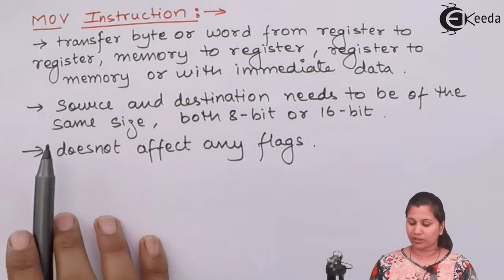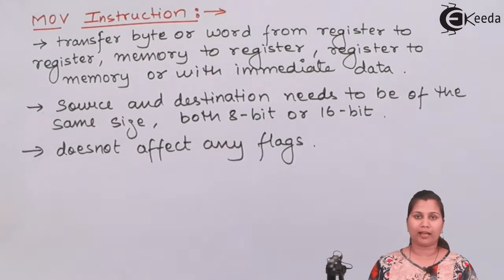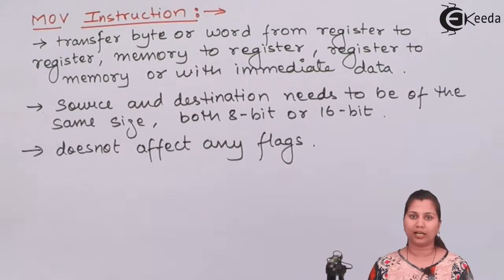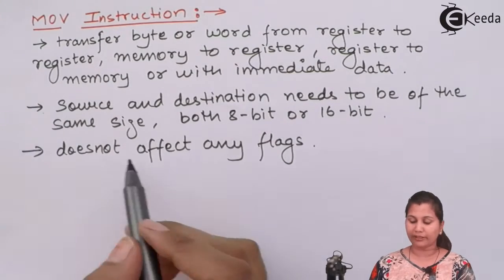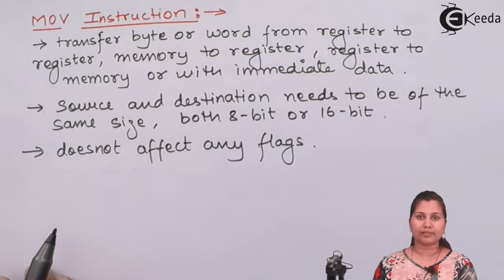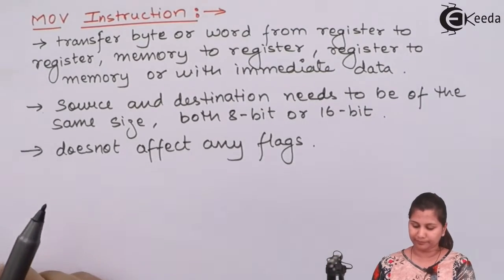This move instruction does not affect any of the flags in the flag register like carry, auxiliary carry, sign, parity, zero, overflow. All these flags are not affected due to this move instruction, because no change in the data is taking place, it is just copied from one place to another place. So it does not affect any flags. Now let us take some examples of this move instruction.